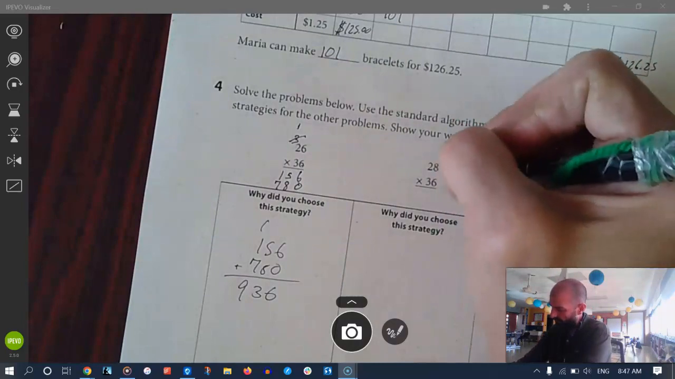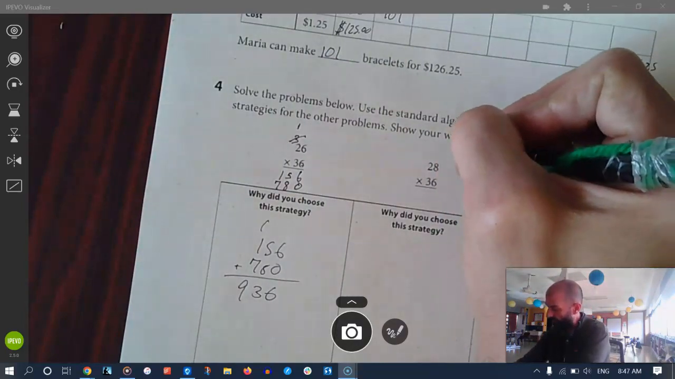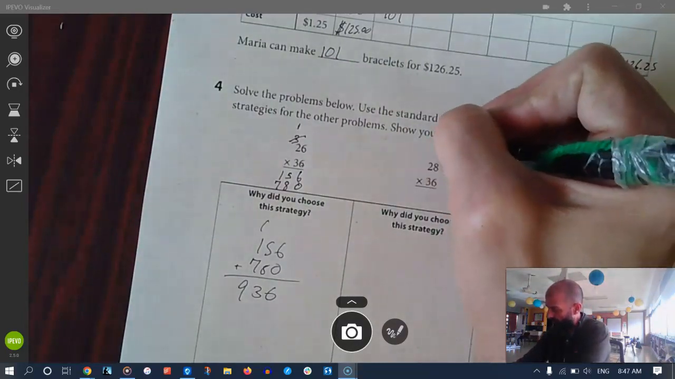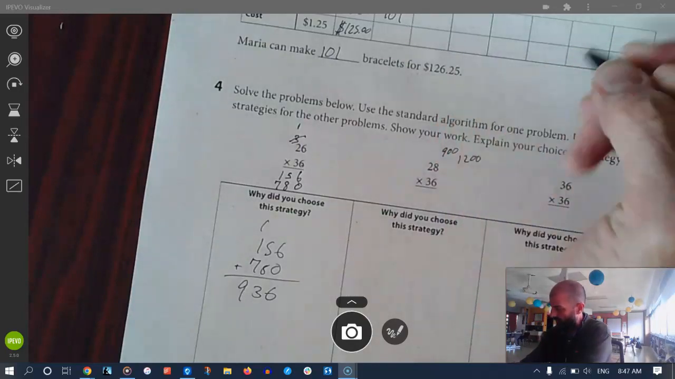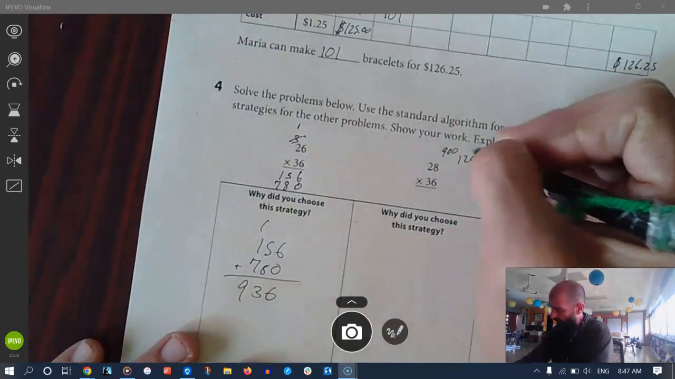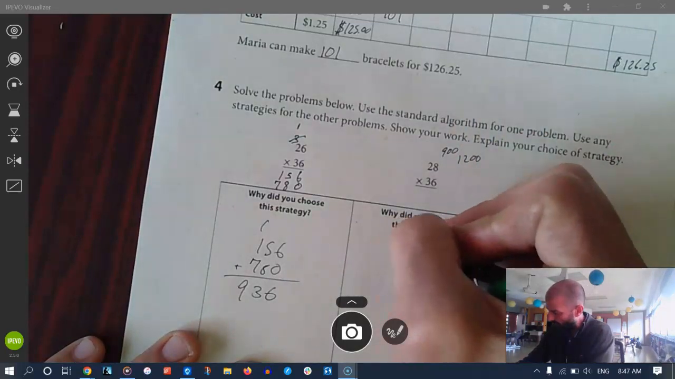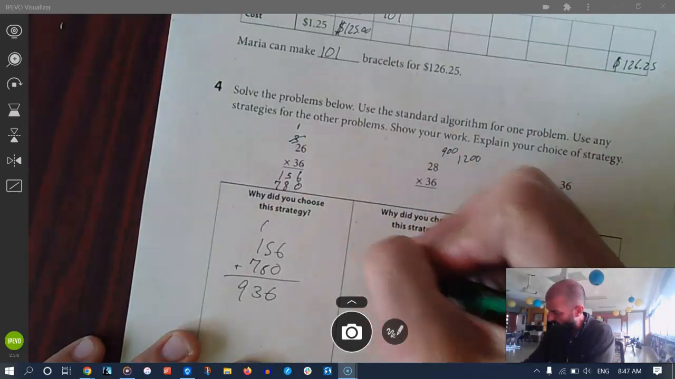We didn't estimate. So 30 and 40 is 1200. 30 and 30 is 900. So it's probably going to be what's in between there, like 10, 10, that's about 1,000, 1,050, something like that. All right, I'm going to rewrite it here to give me more room.